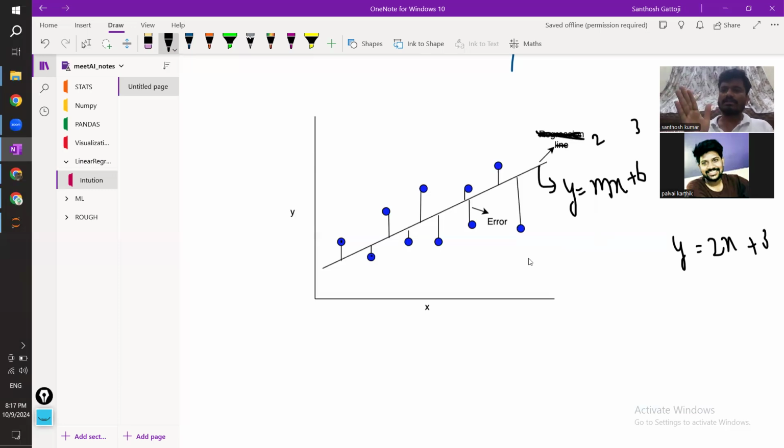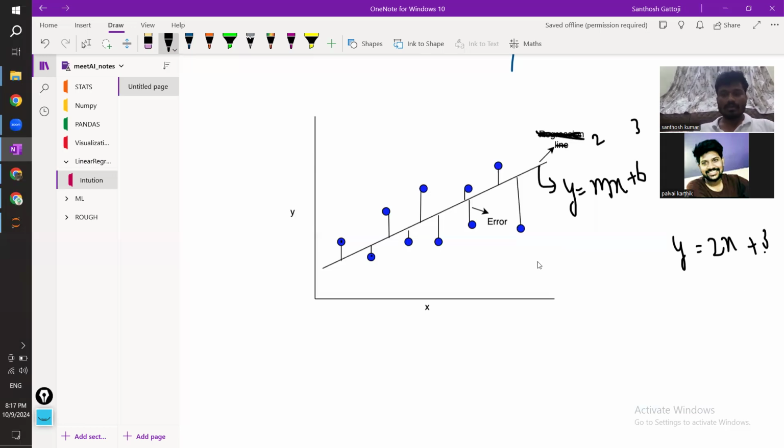Even if you slightly change, instead of 2, I will say 2.2, that will be a new line. Over here, instead of 2, 2.2; instead of 3, 3.01. You can have an innumerable number of lines. Our goal is to find the best fit line from those. That is the job. Clear till this point?